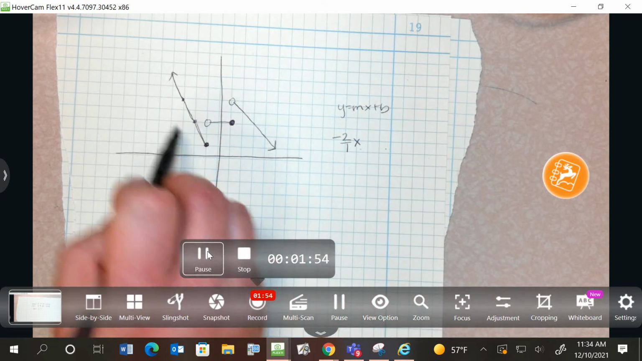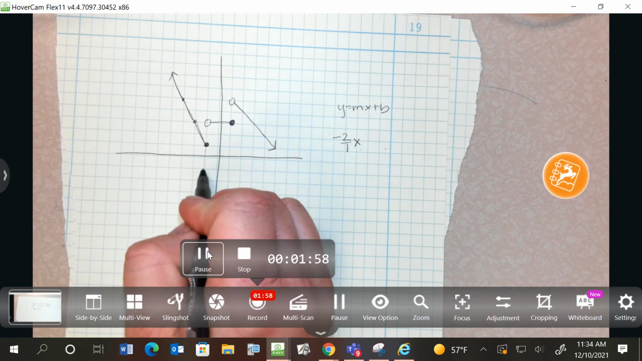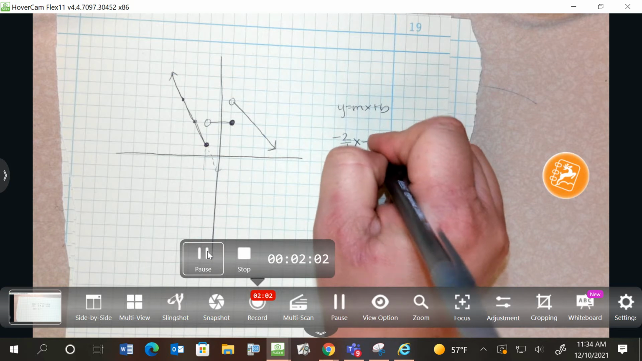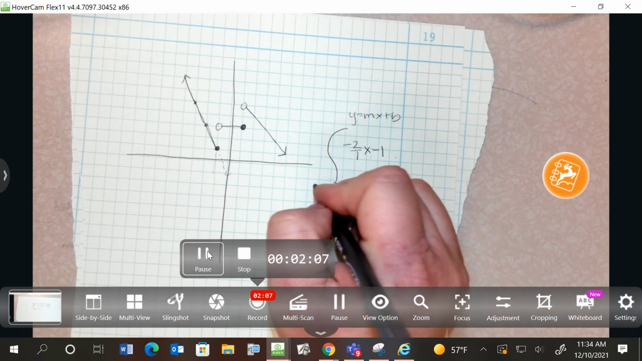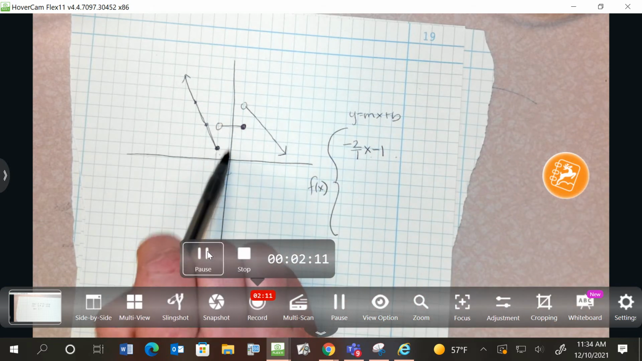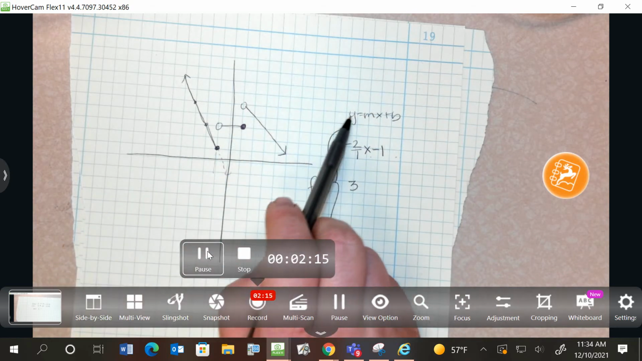Now I need to determine if I extended this, where would it cross the y-axis? Follow the pattern. Down 2, right 1. It would cross at -1. Okay, this is a horizontal line at +3. And again, I have a diagonal. Again, I'm going to follow y equals mx plus b.